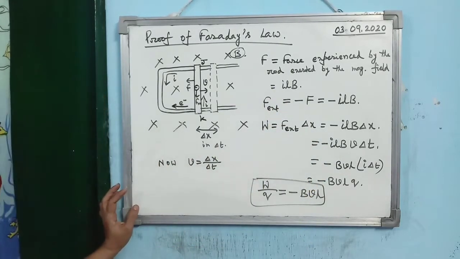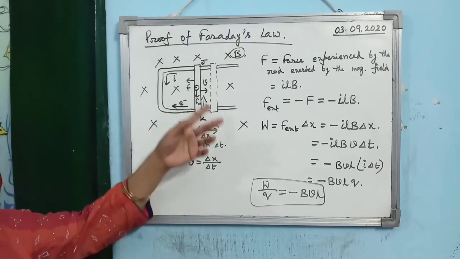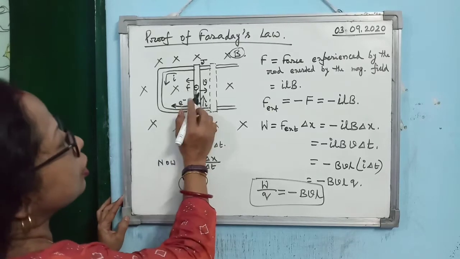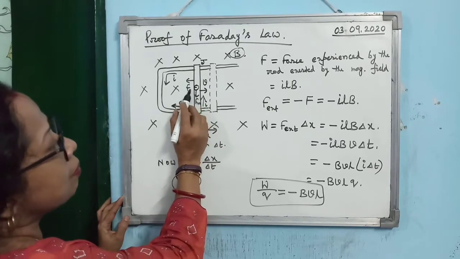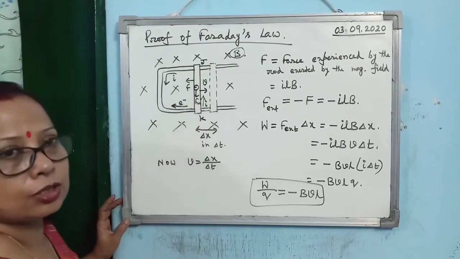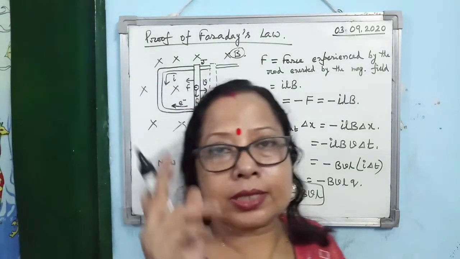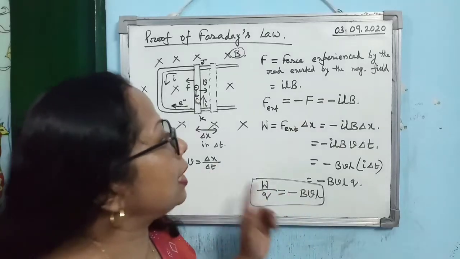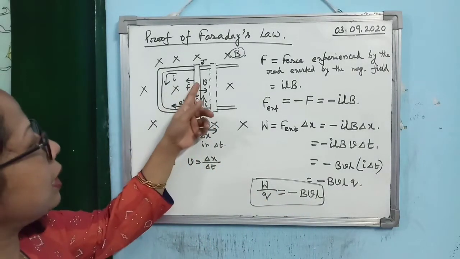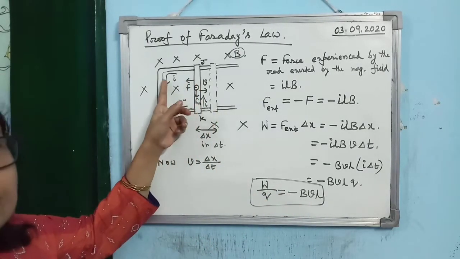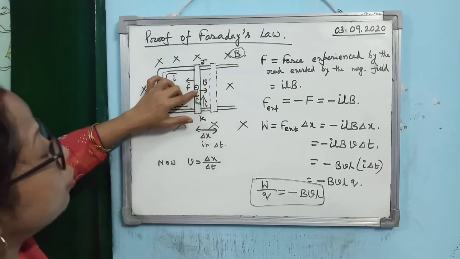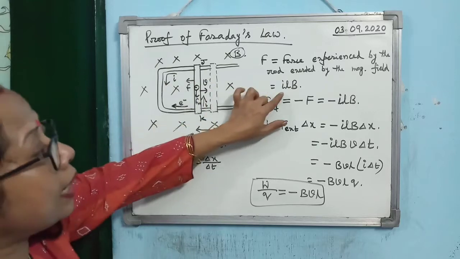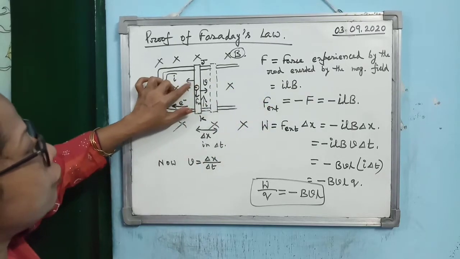So what will be the force experienced by the conductor? ILB. And if you apply the left hand rule, what will be the direction of the force experienced by the conductor? It will be Fleming's left hand rule, because the right hand rule is the generator rule; the motor rule you have to apply here. Then you will see the direction of the force is towards left. Now the conductor was moving with a velocity v in this direction, but due to the current in it, it will experience the force in this direction.